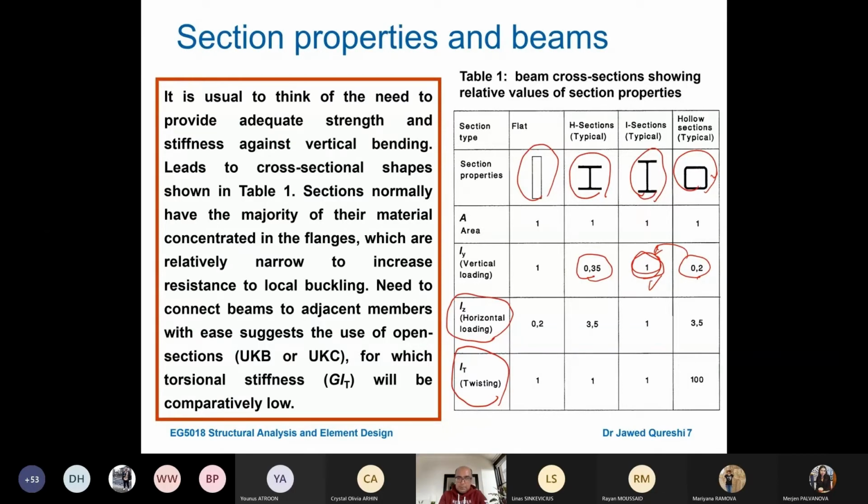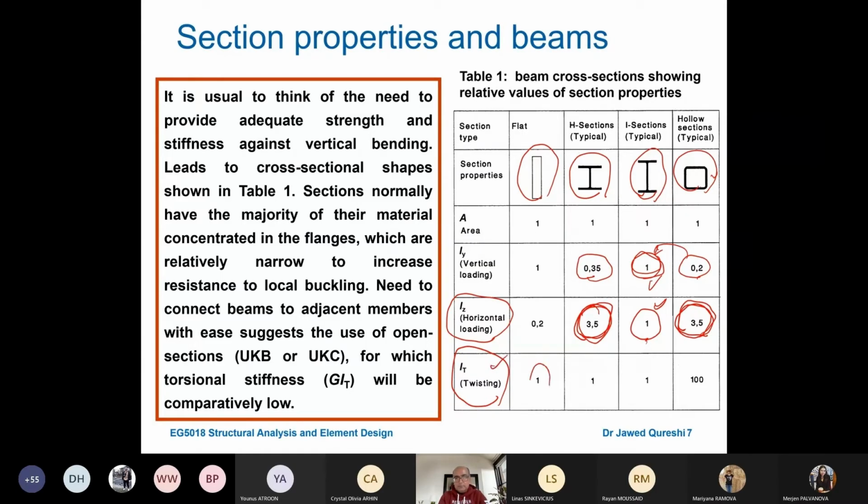Now here you can see that for lateral deflection, the I section is 1, but the H section is 3.5. It means that it is quite high, 3.5 times the I section. And you saw in the video that this H section did not fail, and the I section twisted and deflected laterally as well. And hollow sections, you can see it has got quite high second moment of area in the minor axis direction, similar to H sections, which is 3.5 times the I section. And IT is twisting. This is the torsional constant. You can find it in the section table.